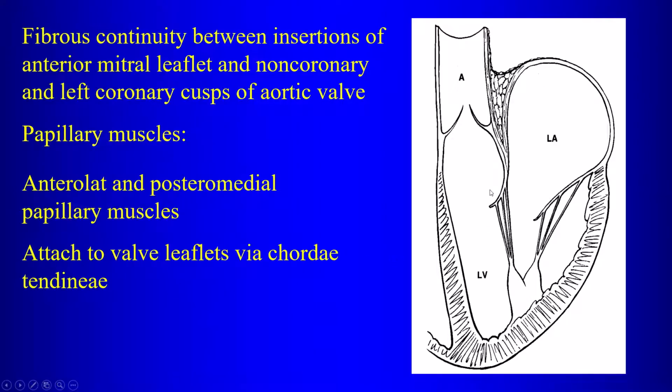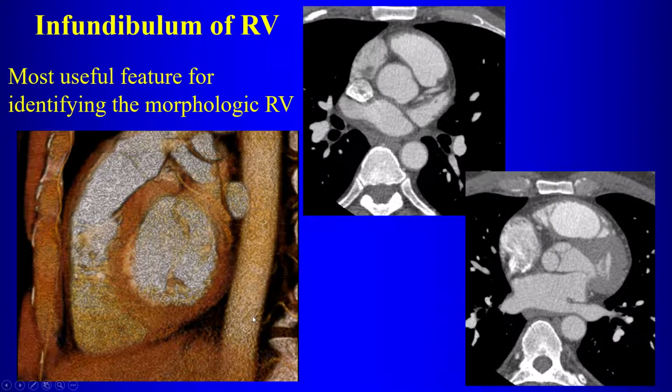So, as we've said, there's fibrous continuity between the anterior leaflet of the mitral valve that takes you to the aortic valve. And in most cases, the papillary muscles here of the morphologic left ventricle are better defined than that of the right ventricle. However, as we've said, the best way to differentiate the morphologic right ventricle and the left ventricle is the infundibulum for the right ventricle and fibrous continuity of the inflow and the outflow valves for the morphologic left ventricle. So for the morphologic right ventricle, we look for separation between the inflow and the outflow valve.